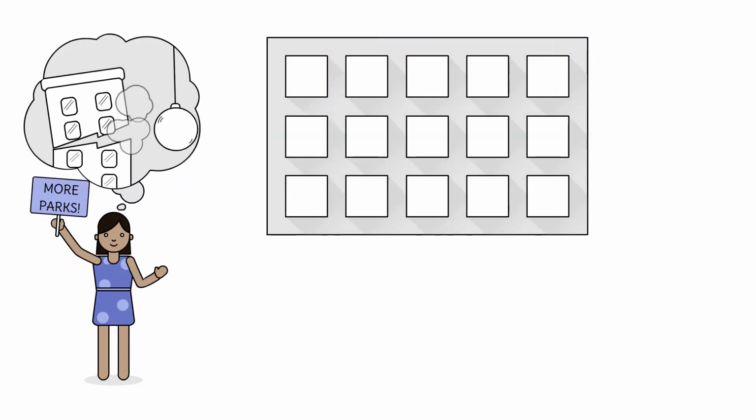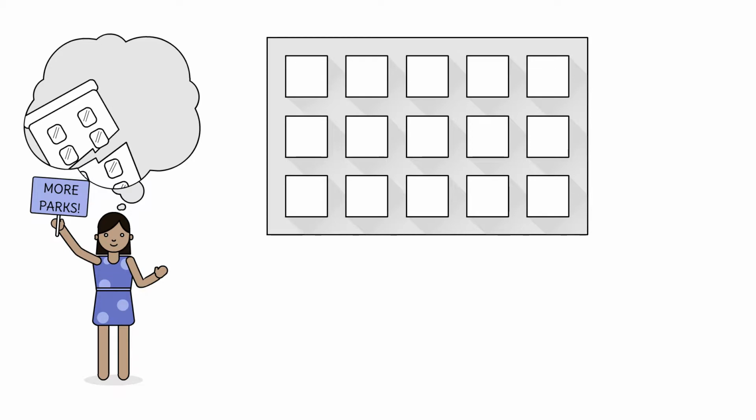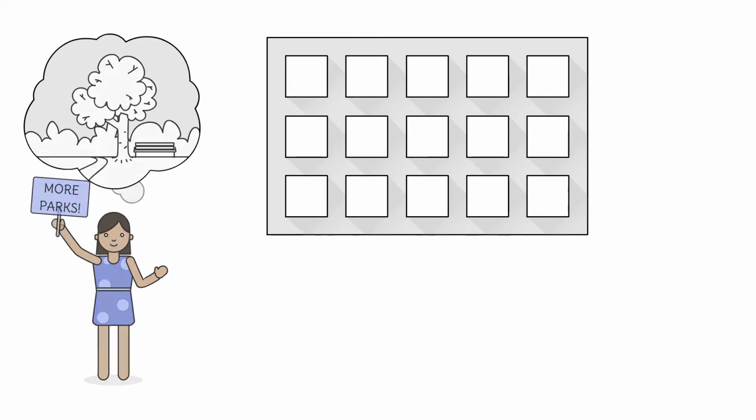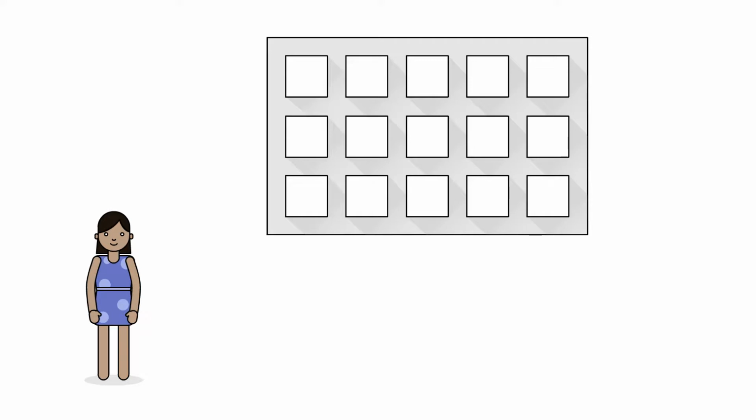The city can tear down old buildings and convert some blocks to parks for kids. Janet wants the area of the parkland to match the area of the paved roads. So how many blocks will need to be converted to parks to match the area of the roads? Janet needs to find the area of the roads.